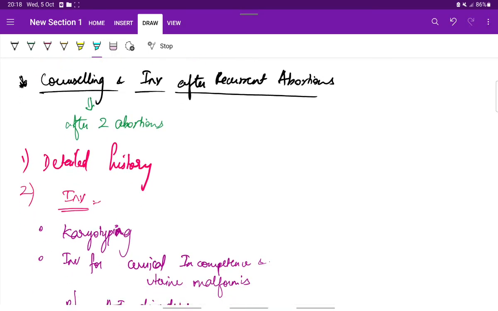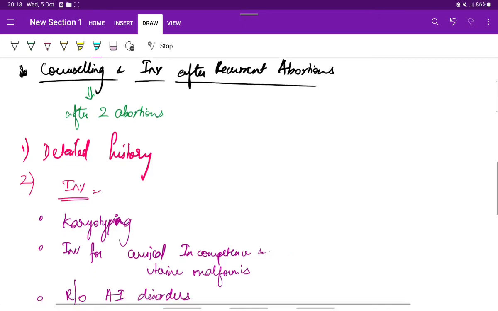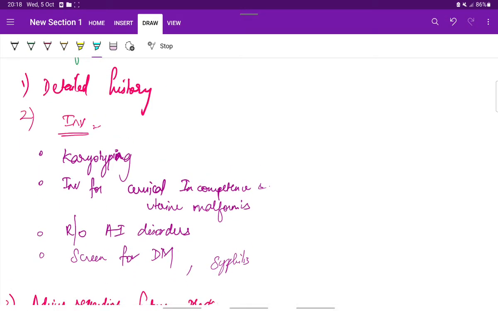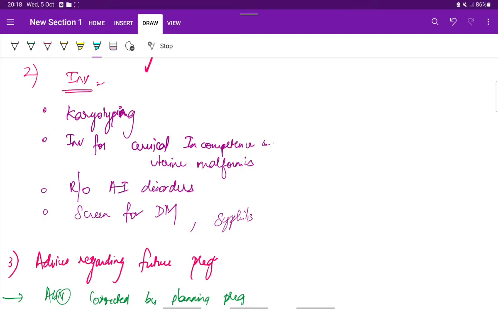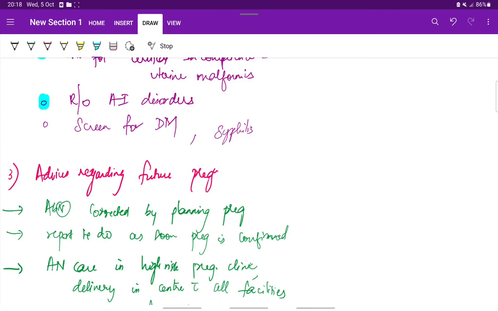Then coming to the counseling and investigations after recurrent abortions, it should be started soon after 2 abortions have occurred. So the first point would be collecting a detailed history about each pregnancy and the events that occurred during the pregnancy. Next, investigations will depend on the gestation at which there was abortion and whether the fetus was viable or not. Some of the investigations will include karyotyping, investigations for cervical incompetence and uterine malformations, and investigations to rule out autoimmune disorders like checking for any autoantibodies, and screening for diabetes mellitus, syphilis and any other infections.